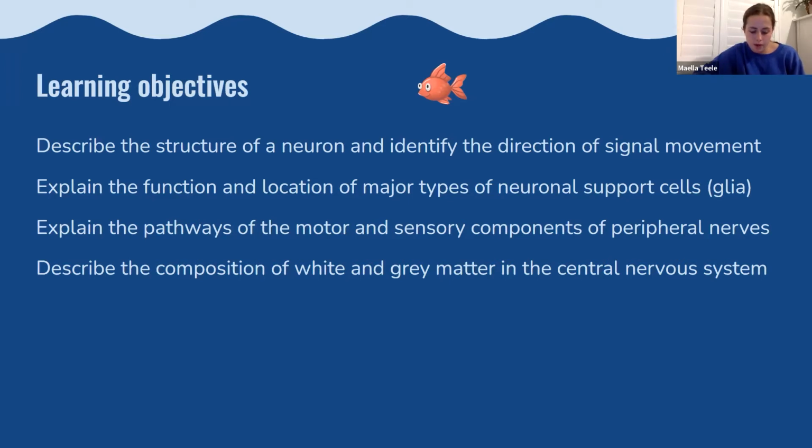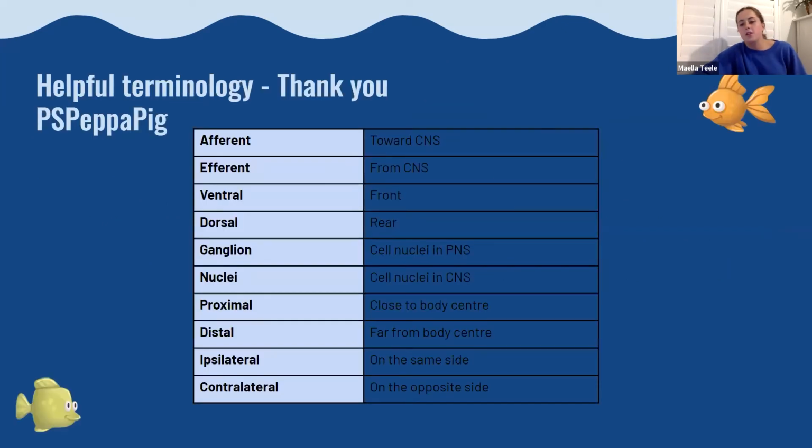we have some helpful terminology. If we go to the next slide. Yeah. So just some things that you need to know. When we describe something as afferent, we mean it's going towards the CNS, and efferent is away from the CNS. Ventral is used to describe the front, and dorsal is used to describe the rear.